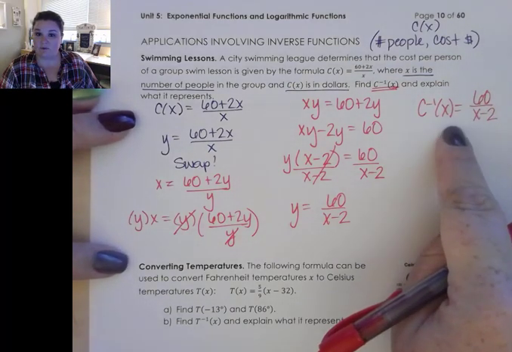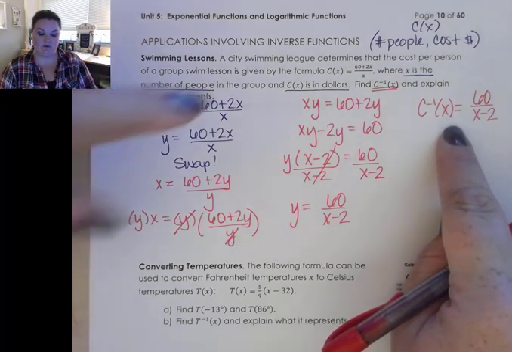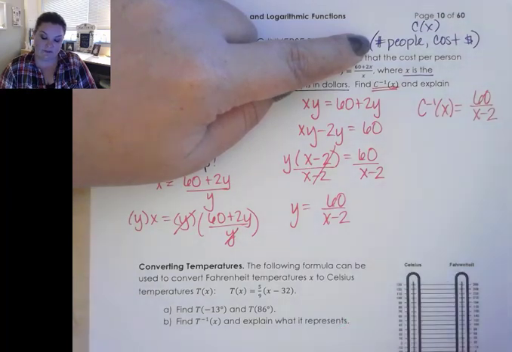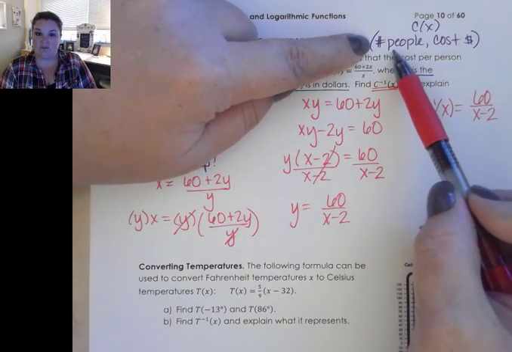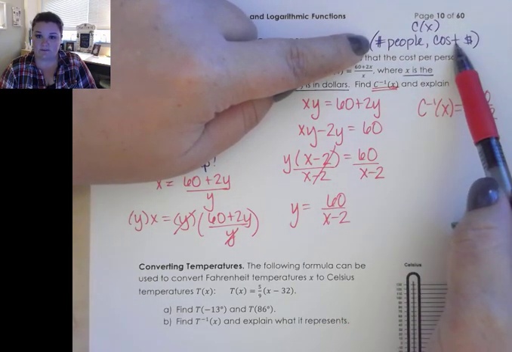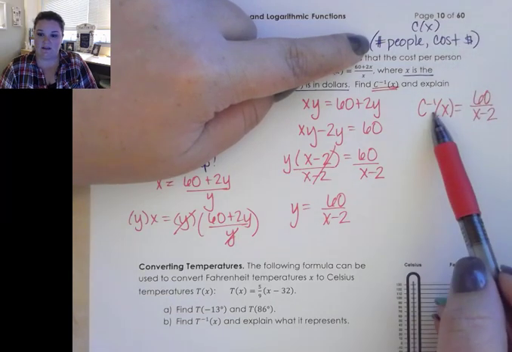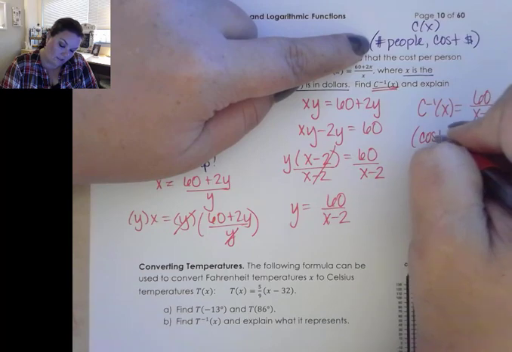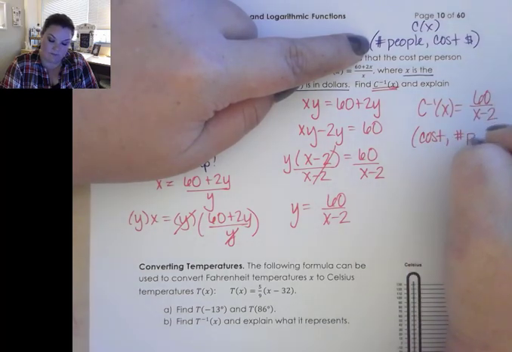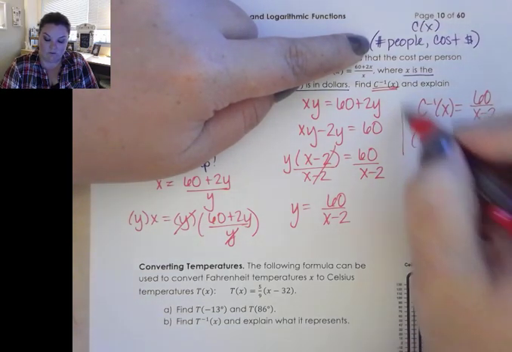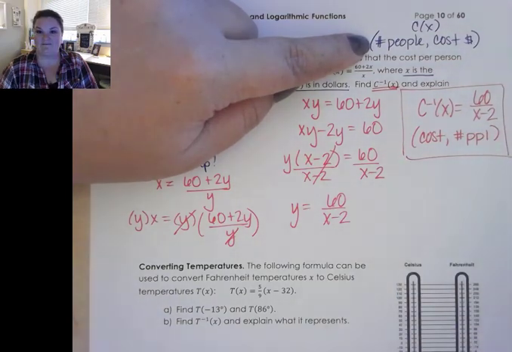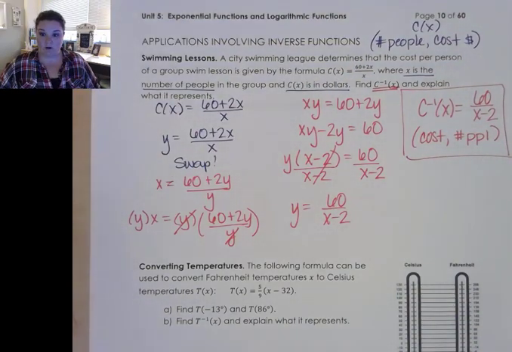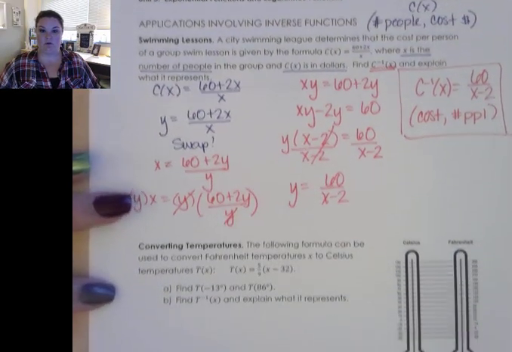And what does that represent? We're supposed to explain it. I'm fine with you just giving an ordered pair. If in the original we plugged in the number of people and we got out the cost for the swimming lessons, then the inverse is going to do the opposite. We would plug in the cost and we would get out the number of people in the group. All right, let's look at one more and then I'll have y'all try one.